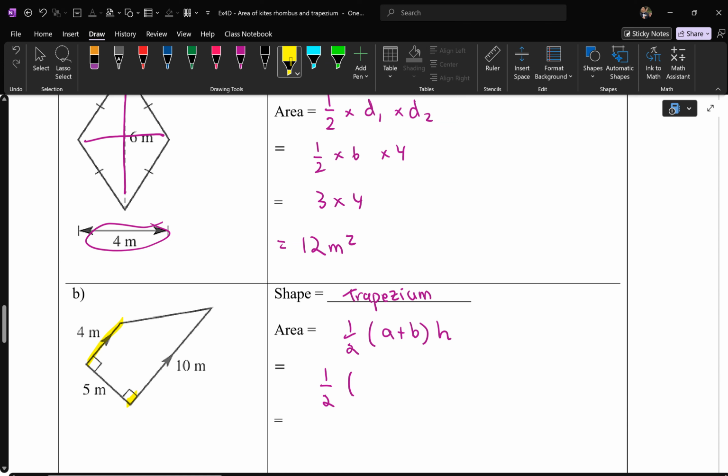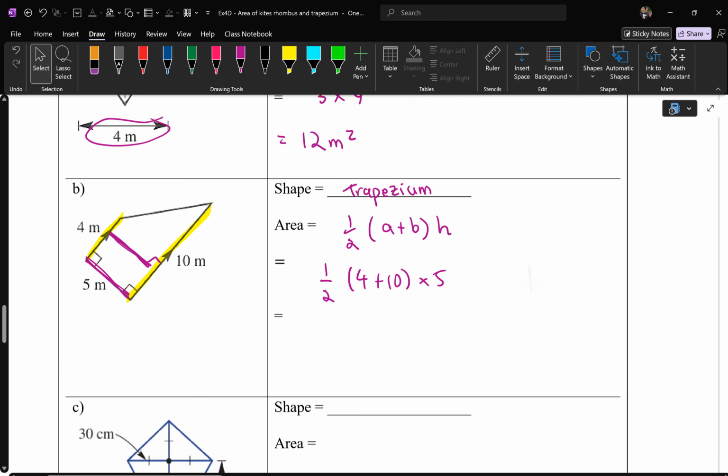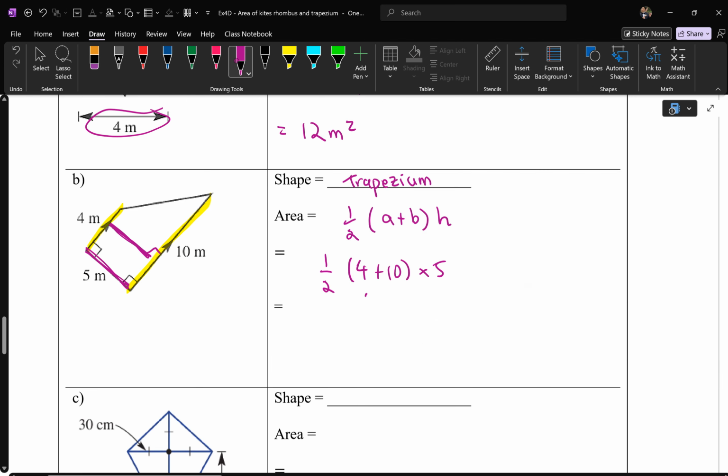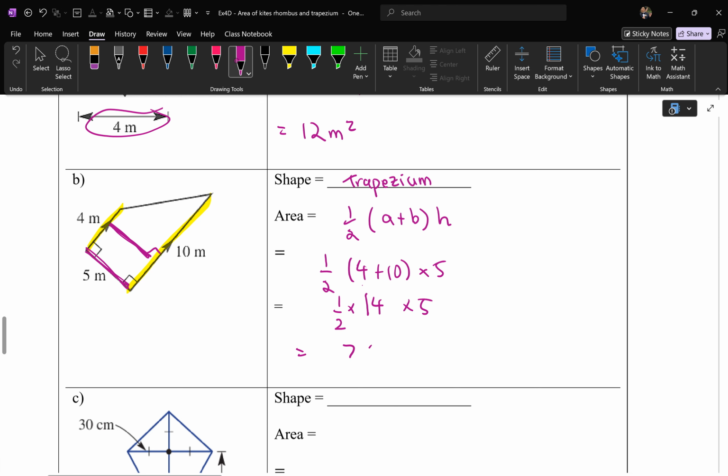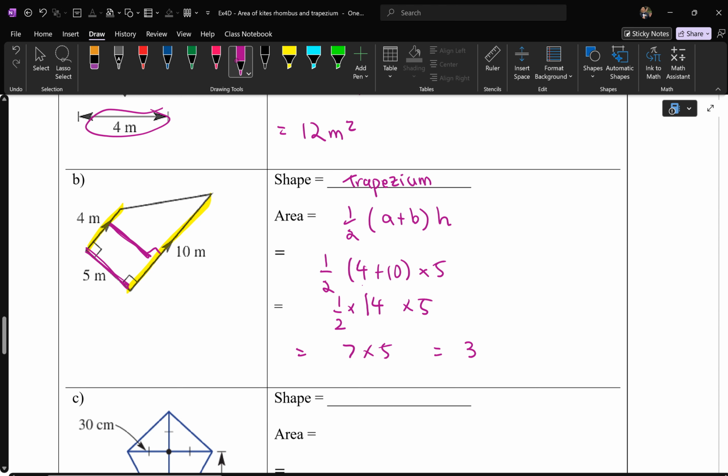It's here, 4 and 10. So it's 4 plus 10, then times the height. Now the height is the distance between these two lines. It has to be perpendicular. Okay, so it's the 5, not the slant. Yeah? So times by 5. So on your calculator, you can type in 4 plus 10, which is 14, times by half, and then you times it by 5. Half of 14 is 7. 7 times 5 gives you 35 square meters.